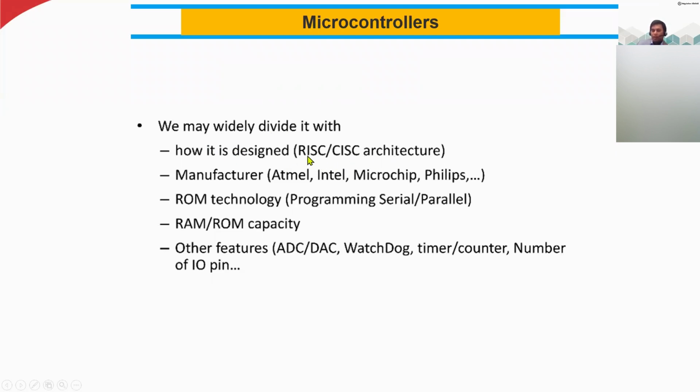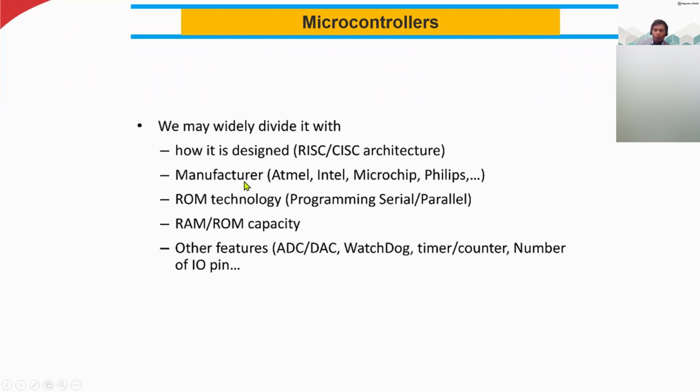RISC means reduced instruction set computer. CISC means complex instruction set computer. So it's based on your application requirement. Some applications are very complex and need high performance all the time, so you need to choose a CISC-based architecture.